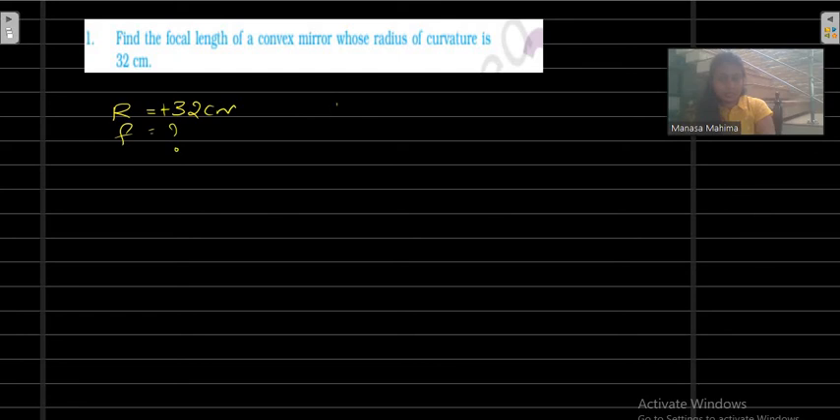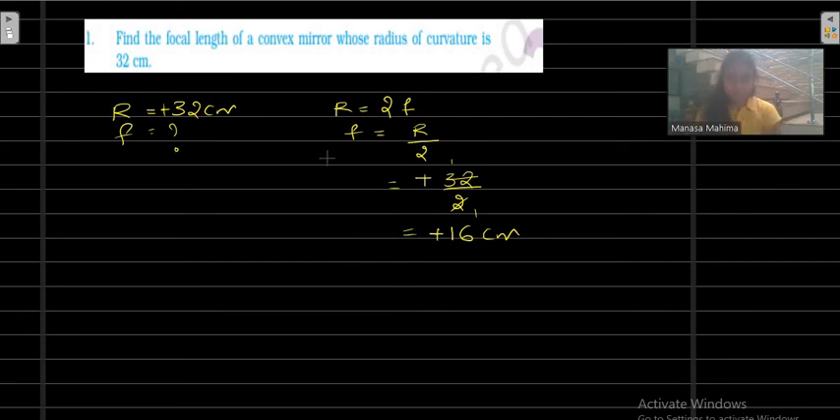Okay, you know that r is related to f like this, right? R is equal to 2f. If you solve for f, it will be equal to r by 2. So it will be plus 32 divided by 2. How much you will get? You will get around 1 time 2 6, right? So you will get around 16 centimeter with a positive sign. This is how you can find the focal length for a convex mirror.